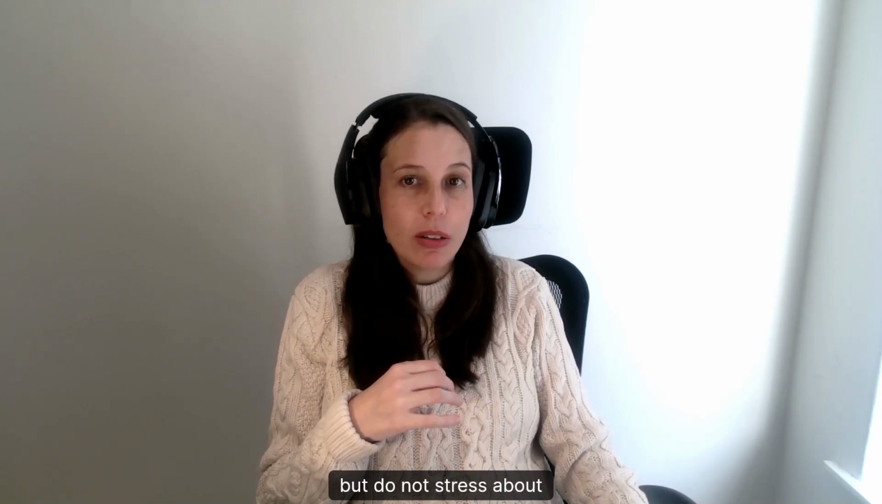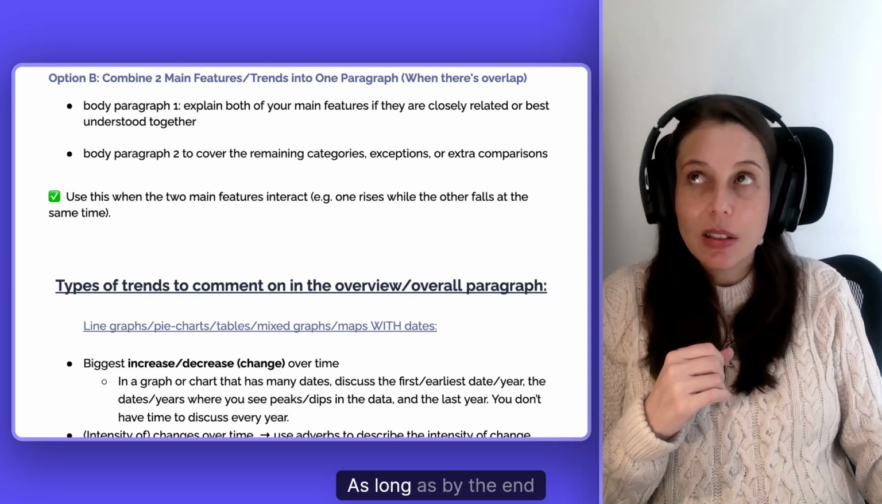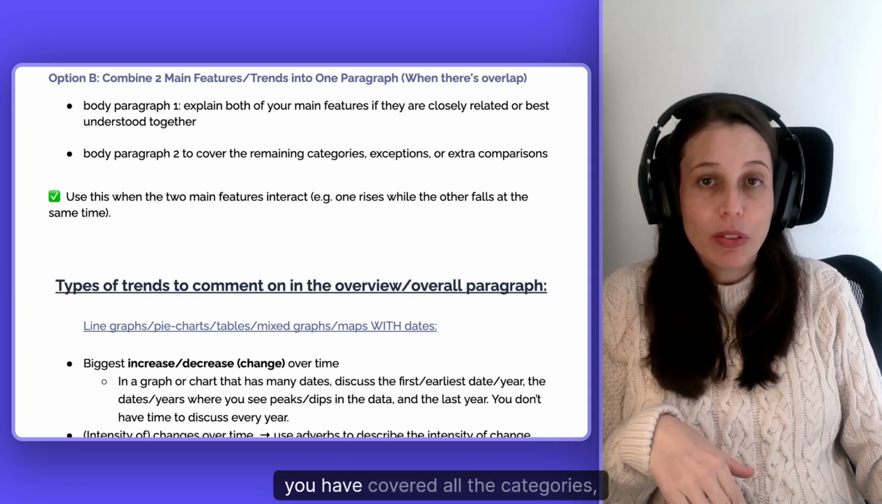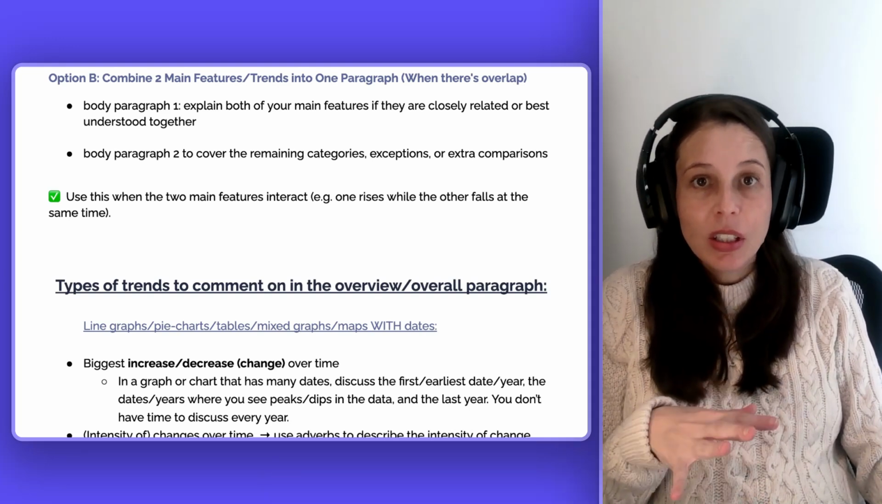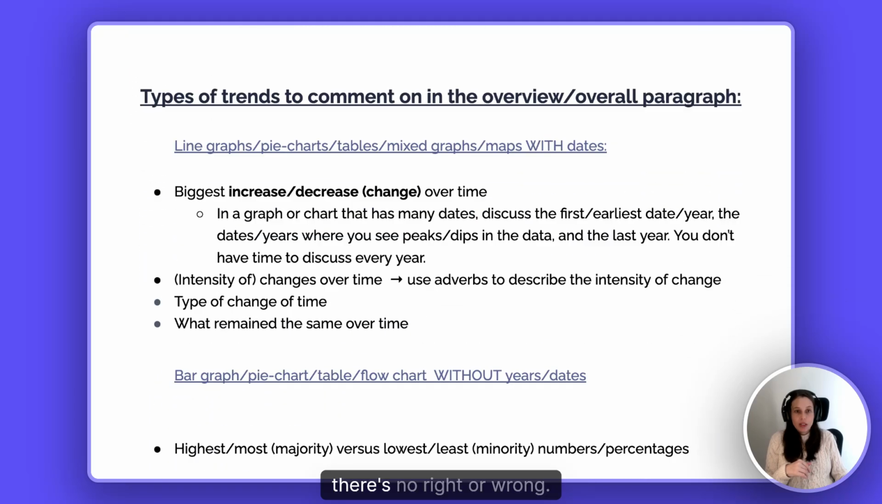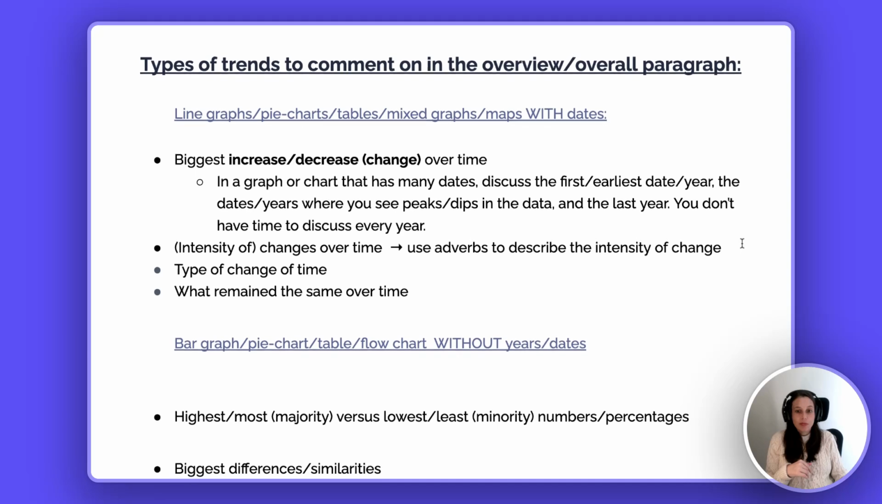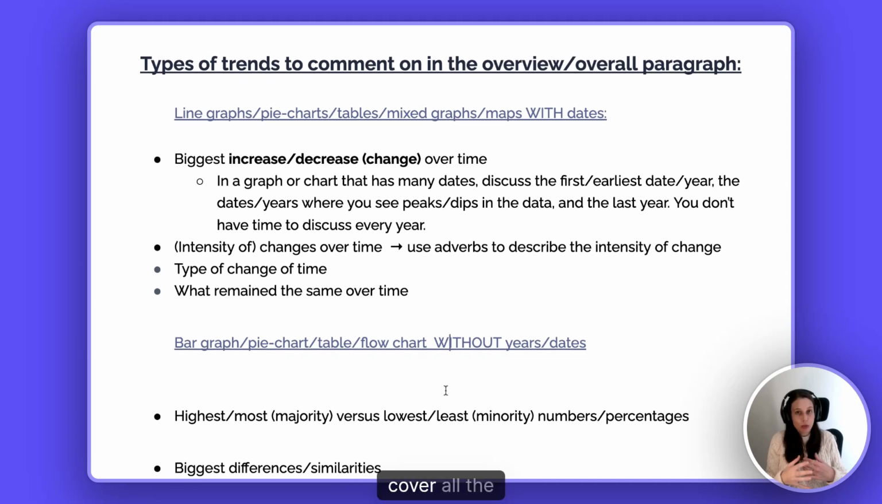Okay, but do not stress about how to structure your body paragraph 1 and 2. As long as by the end you have covered all the categories, you're fine. Okay. There's no right or wrong. It's just about making sure that you cover all the categories by the end of the text.